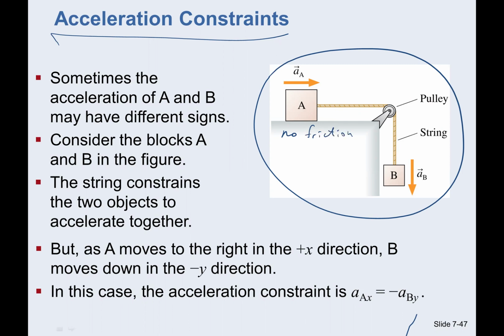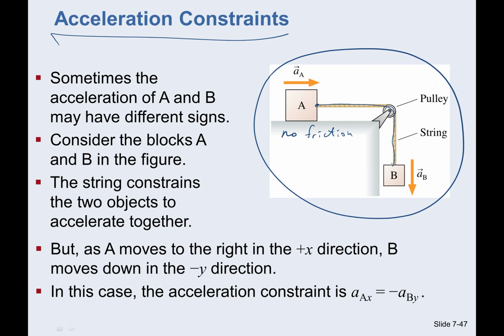That means the surface exerts no friction. So what we get here is a string connected to A, and then the string goes over the pulley and is connected to B. Let's say I'm holding the system. That means I'm holding block A.